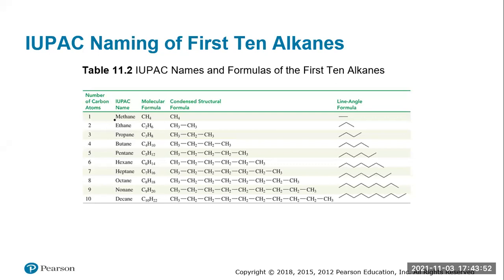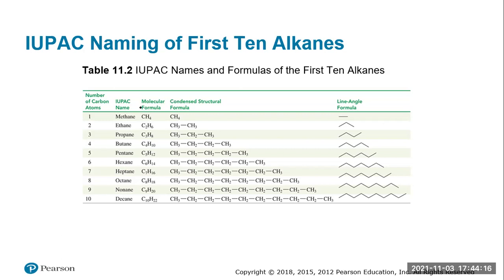So just to review, we have methane, which is 1 carbon, 4 hydrogens, ethane, propane, which is 3 carbons, butane, which is 4 carbons and 10 hydrogens, pentane, which is 5 carbons, hexane, which is hexa, like 6 carbons, hepta, which is 7, octane, nonane, and decane.